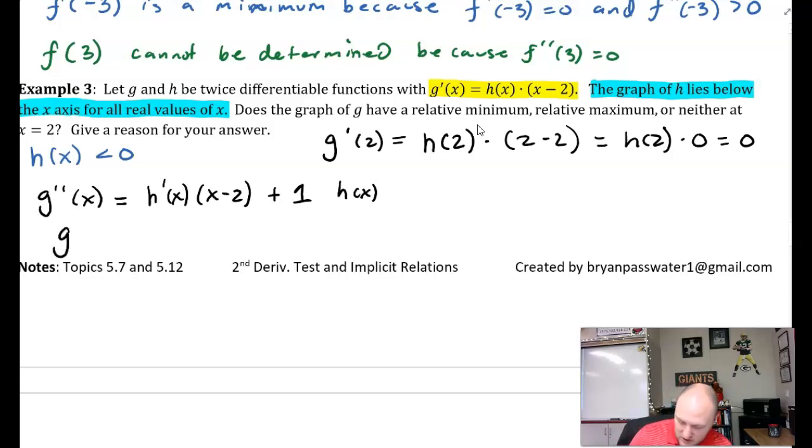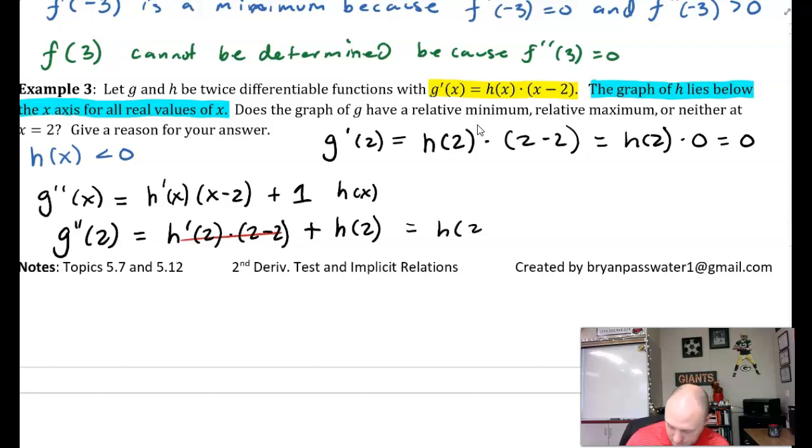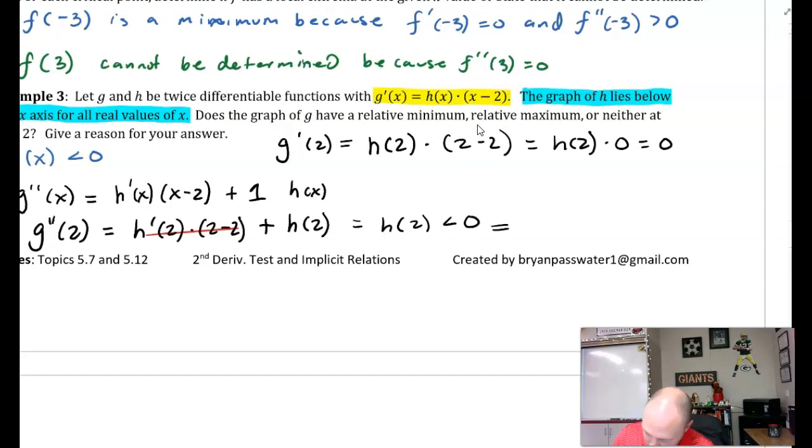All right, so now I'm going to say what is g double prime of 2. I'm going to go ahead and plug this in. h prime of 2 times 2 minus 2. Well, that's 0. That's going to go ahead and kind of cancel out. Plus h of 2. And we know that h of 2 is below the x-axis. So it's negative. That means this is concave down. This tells us concave down, and therefore, that's going to be a maximum.